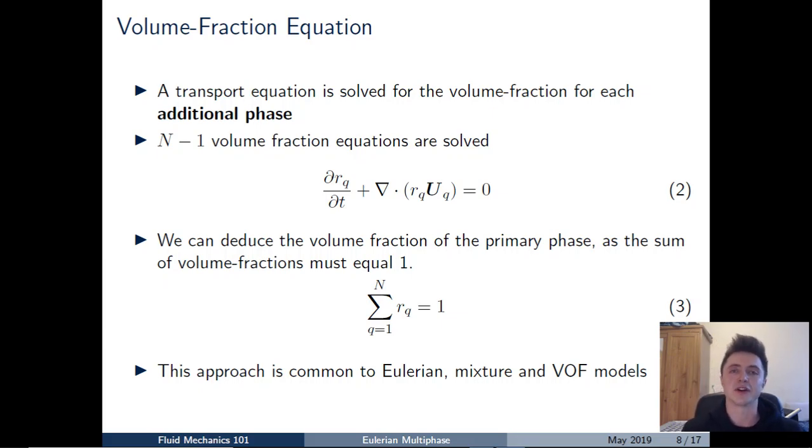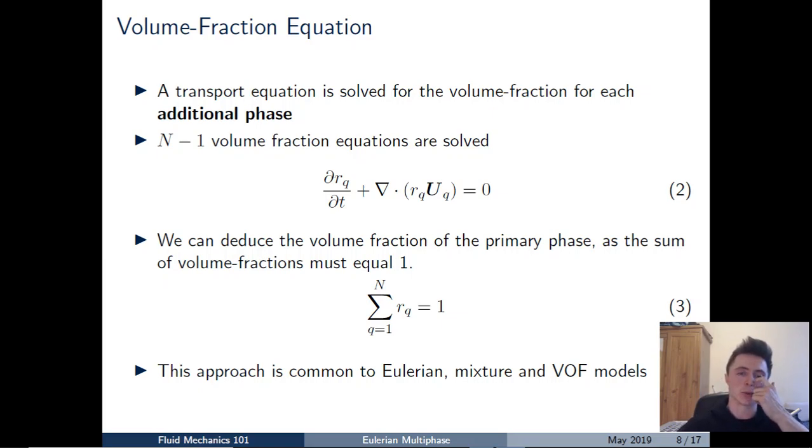Now, before we do that, the first thing we need to do is look at the volume fraction equation. A volume fraction equation is going to be solved by our CFD solver for each additional phase in our multi-phase model. So if we have a two-phase system, say air and water, we'd only be solving one volume fraction equation. Whereas if we had a three-phase system, say air, water and oil, we'd be solving two volume fraction equations. The reason we only need to solve n-1 equations is because we know in every cell the sum of the volume fractions has to equal 1.